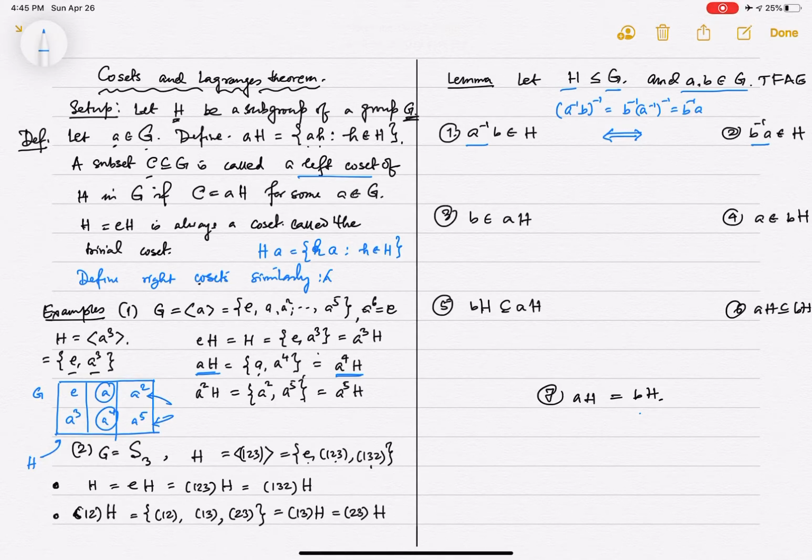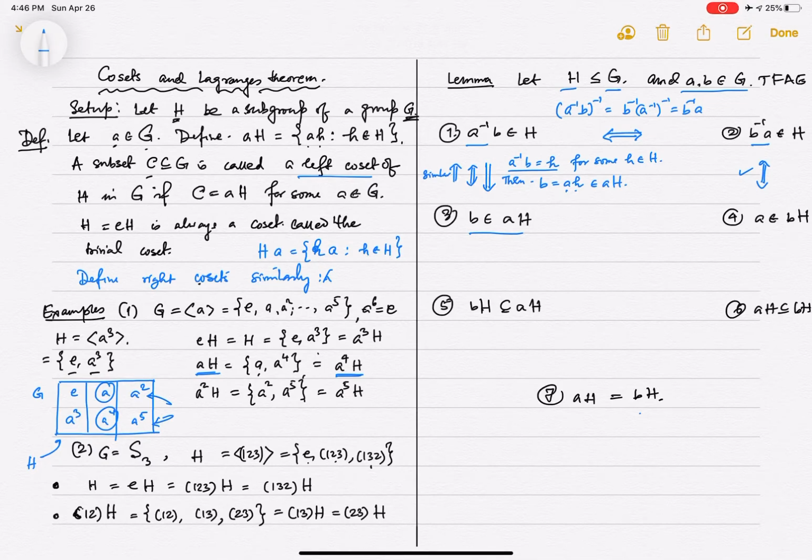All right. What about 1 implies 3? Well, suppose A inverse B is in H. What does that mean? That means A inverse B equals some little h in capital H. But that means B is A times h if you take this equation and multiply on the left by A. But A times h is exactly what an element of A capital H looks like. So B is in AH, and that's what this is saying. So that's why 1 implies 3. The argument for 3 implies 1 is exactly similar. You can write it out. So I get 1 and 3 are equivalent. The equivalence between 2 and 4 is exactly the same argument. The equivalence between 1 and 3 and the equivalence between 2 and 4 are exactly similar. That's why I wrote the statements like this.